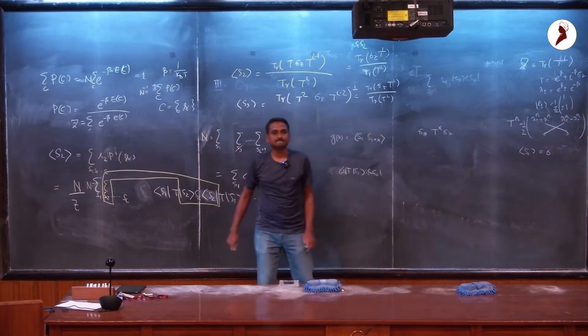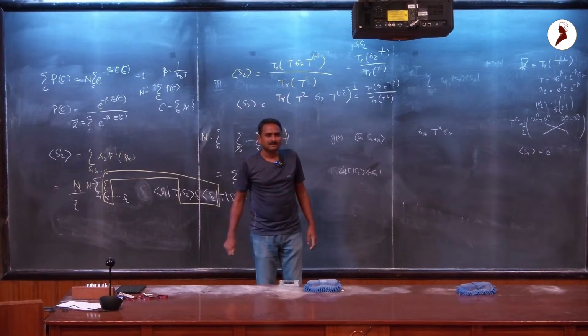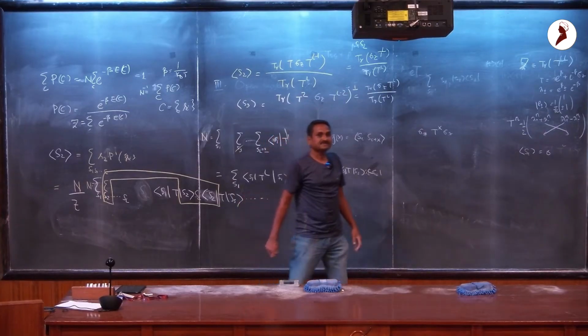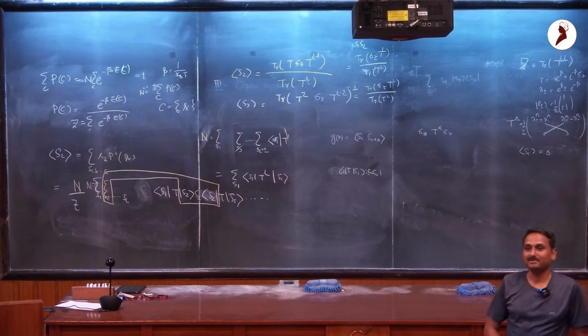Yes? I can't follow why you are calculating the average of sigma z. Average? While calculating the correlation, why is the sigma z coming from? Does anyone else have the same question? Did everyone else understand?